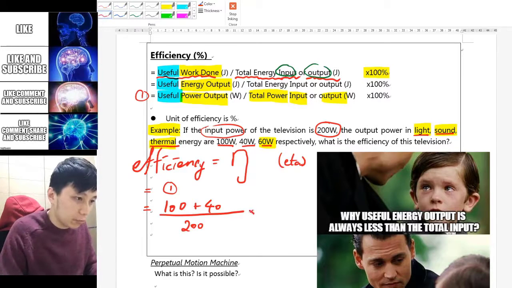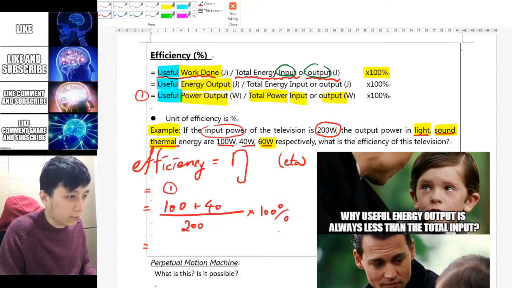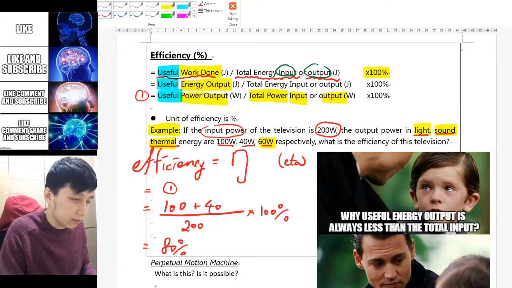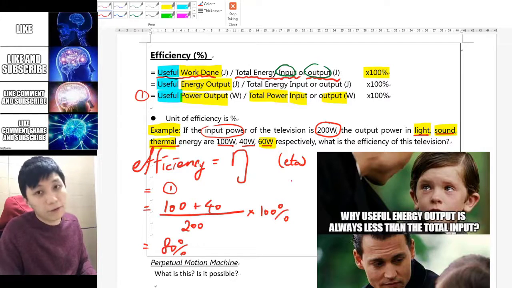At the end, we'll be calculating this and trying to find the answer, and that would be 160 over 200. So that would be 80%. All right, so 80% is the efficiency of this television.